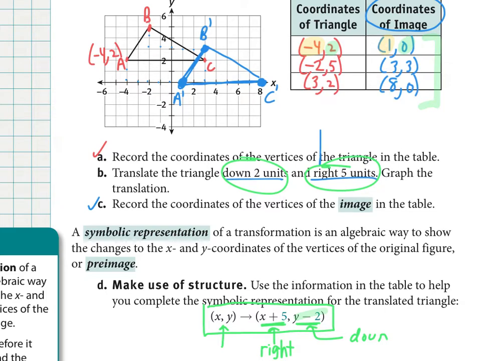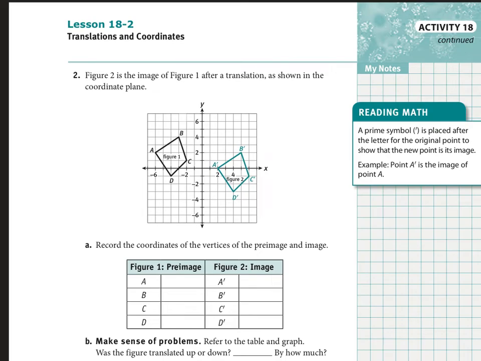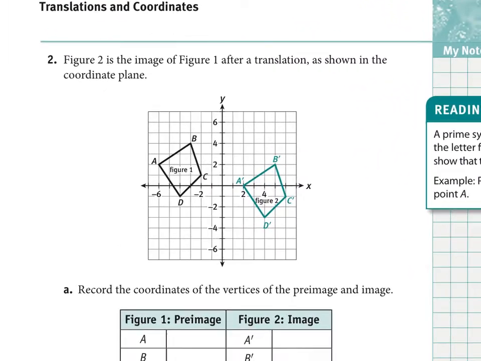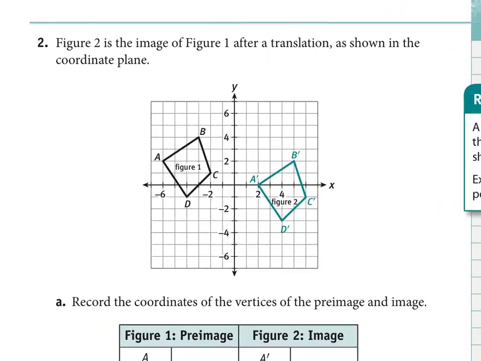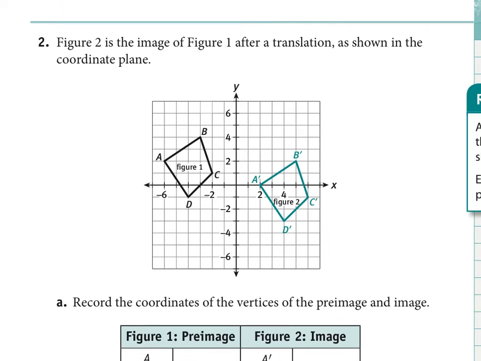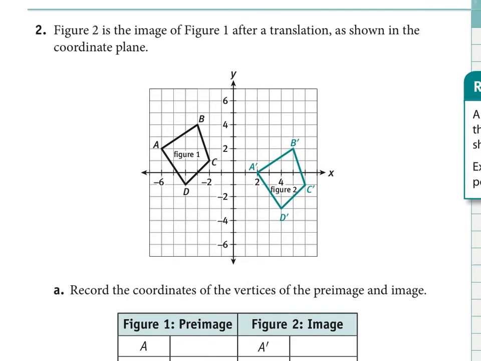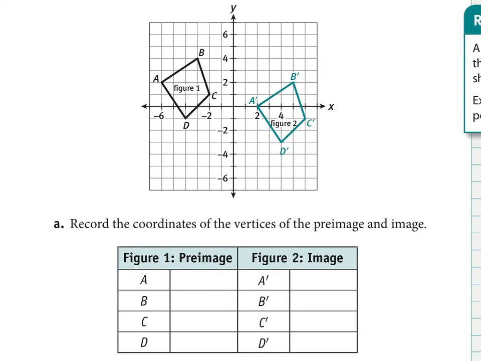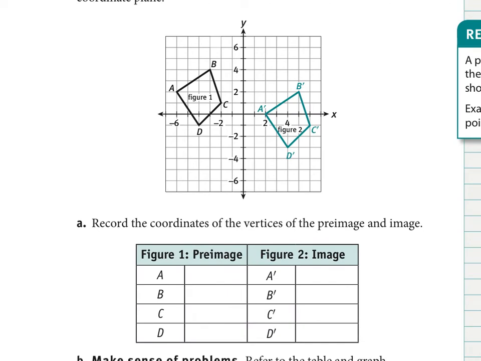All right, so let's take a look at another figure here. Figure 2. In this example, figure 2 is the image of figure 1 after a translation as shown in the coordinate plane. So figure 1 you'll see is the black image, A, B, C, D, and then figure 2 has been translated. We see A prime, B prime, C prime, and D prime. So let's get the coordinates of each of these and see if we can work out what the translation rule is.